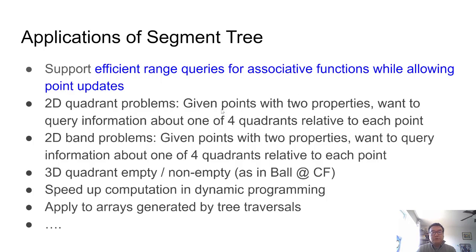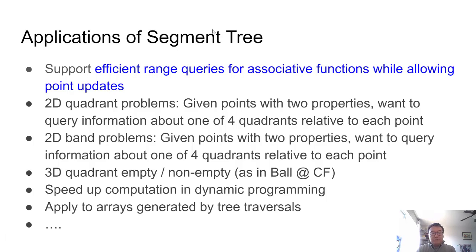This is the 2D quadrant problem. Given points with two properties, we want to query information about one of four quadrants. And then we've seen that it doesn't have to be exactly a quadrant; we can actually support a band. On some dimension, we can have both a left and right bound. We've also seen this 3D quadrant problem, but here the query we can support is only whether it's empty or not. This is the ball problem.